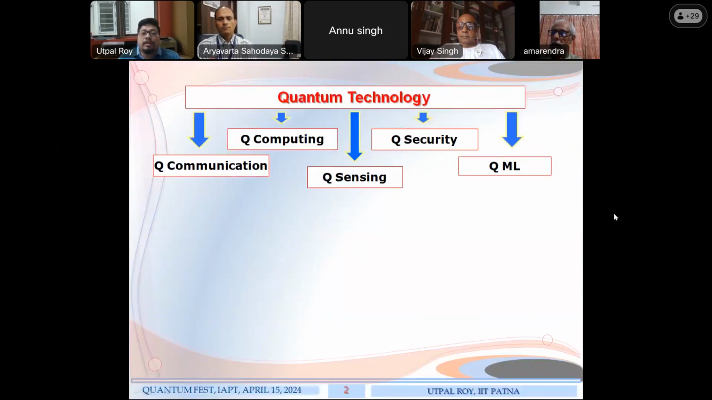So, as a whole, quantum technology has many integral components, and here it is Q for quantum, and this is quantum communication, quantum computing.